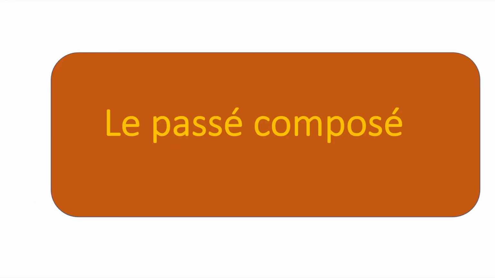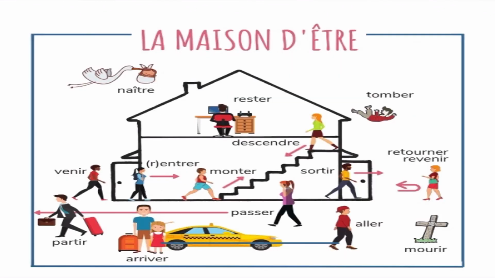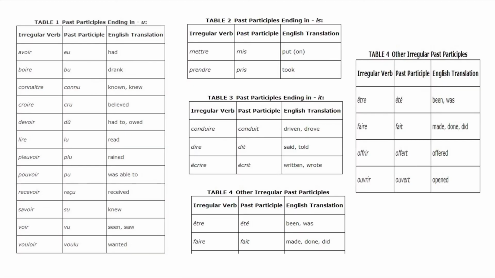Our lesson will stop here. We have learned how to conjugate any verb in passé composé. Don't forget, you have many lists to memorize. I will repeat for you the most important things to memorize. You should memorize how to conjugate verbs être and avoir in present. You should memorize the list of verbs that take être, and you should also memorize how to get the past participle of regular verbs and irregular verbs.